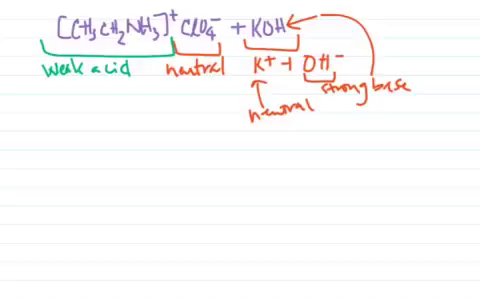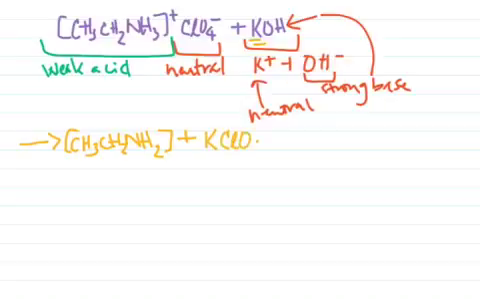So let's find the products. So draw my little arrow. Alright, so my weak acid now needs to become a weak base. So we get CH3, CH2, and H2. So we took away a hydrogen and a positive charge. Plus, we're going to add the potassium with the perchlorate. So we get KClO4 because we know this is neutral.